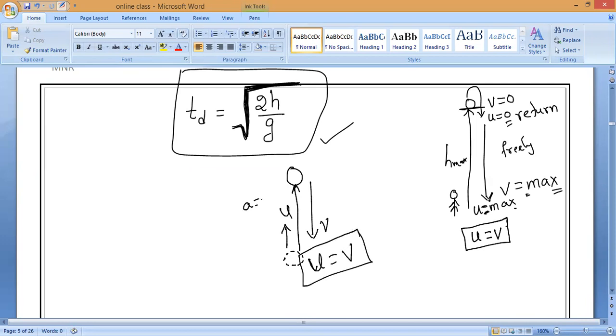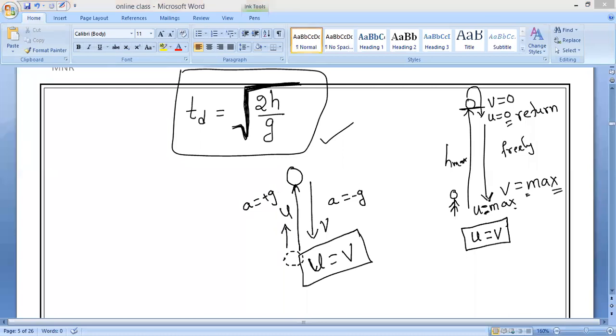Now in this case, a is equal to plus g. In the other case, a is equal to what, guys? Minus g. Any doubt? Same body. Going upwards, acceleration is plus; coming down, acceleration is negative. Okay, guys.